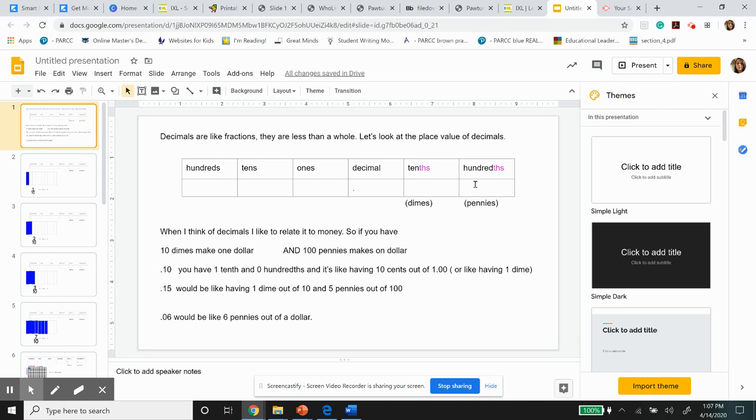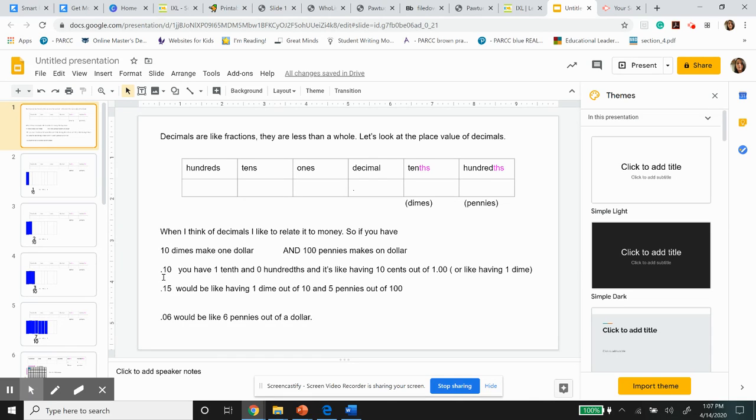Okay, and so when I like to talk about decimals, I like to relate it to money. Okay, so your tenths are like your dimes. So 10 dimes make $1, and 100 pennies make $1. Okay, so we're going to think about it like that.